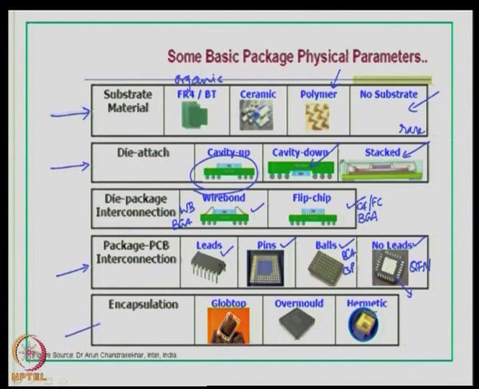Then the next one that you are going to look at in the package is, how do you protect it? That is, what is the encapsulation that is normally used. So, you can use a glob top. If you recollect what I have said before, you can use glob top in a chip on board configuration. Overmold is very common in all packages, whether it is a dip package or a QFP, and the one that we have seen today is a hermetic sealing, where you use a metal glass lamination. So, if you can look at a cross section of the package, you will see all of these.